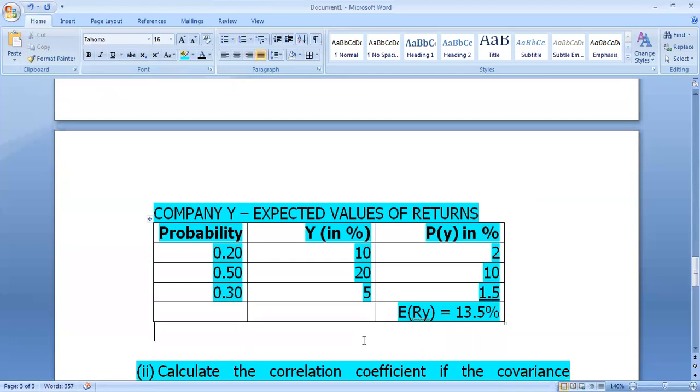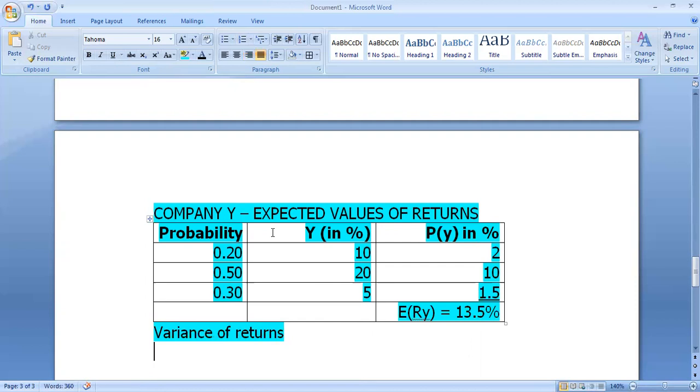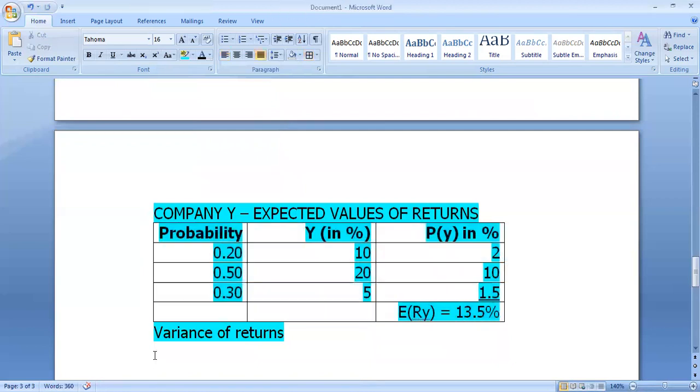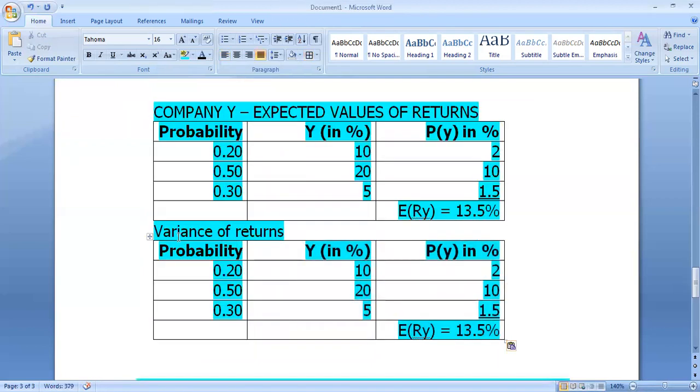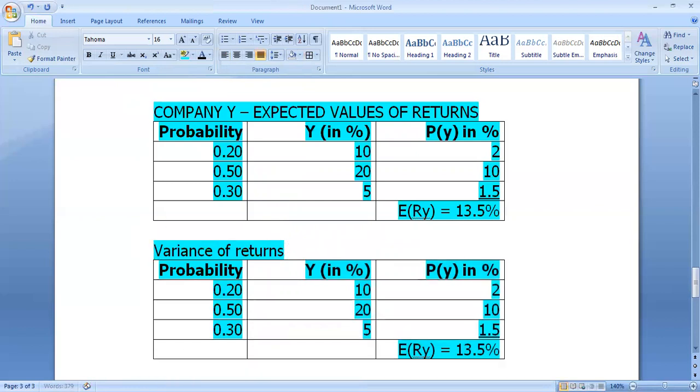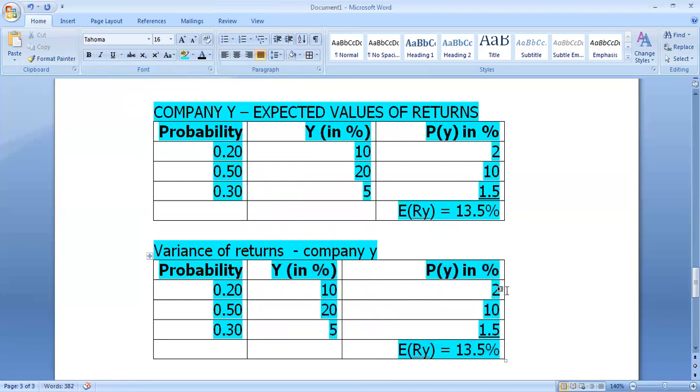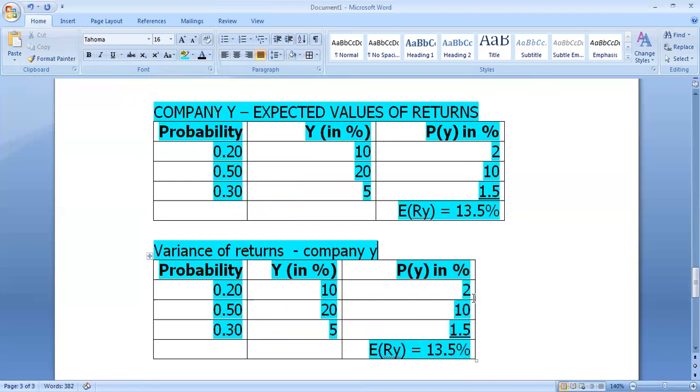Of course, we need to calculate the variance before we calculate our standard deviation. So, variance of returns. Still need the same table here. Variance of returns, company Y, don't forget. Our probabilities are there, our Y values, they are the returns of company Y. We have the working for the expected returns of company Y.